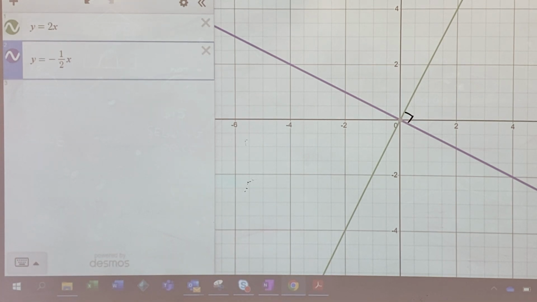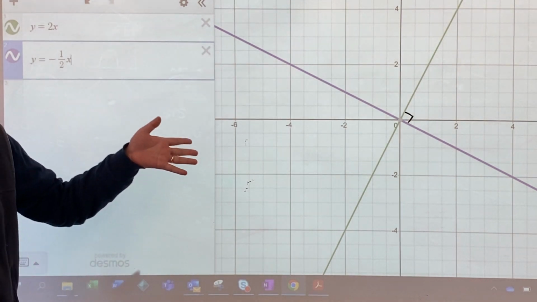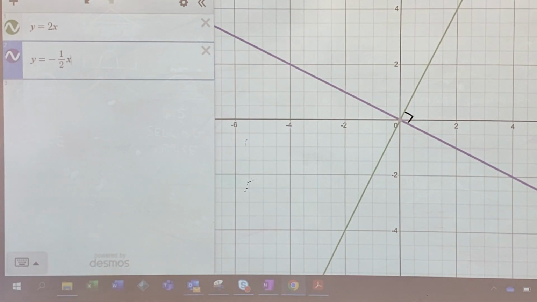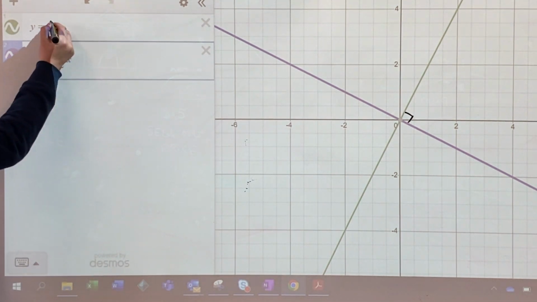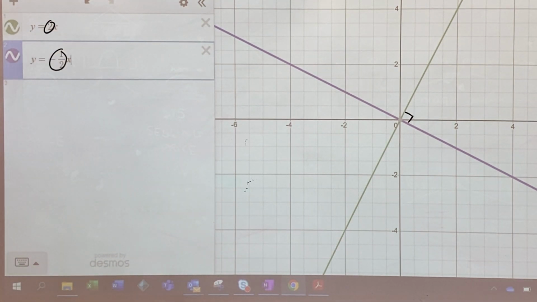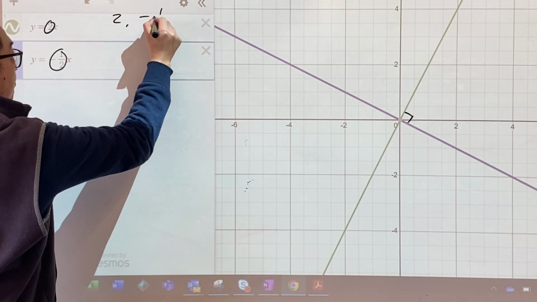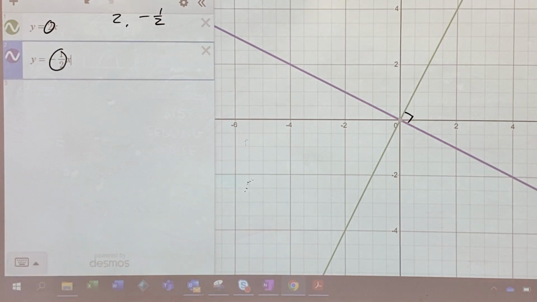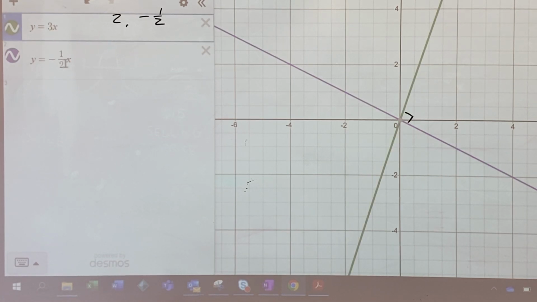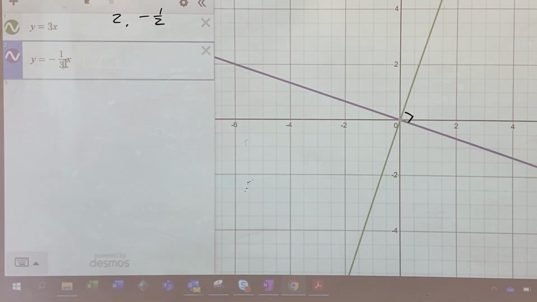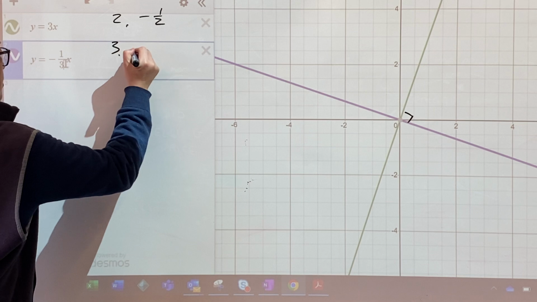We haven't drawn the conclusion yet, but now we know these two lines are perpendicular to each other. What we want to see is the gradient relationship. One is 2, one is minus half. Now I'm going to write down here: 2, minus half. Now I'm going to change the graph a little bit so that we can see more patterns. If I change to 3, I change to minus a third.